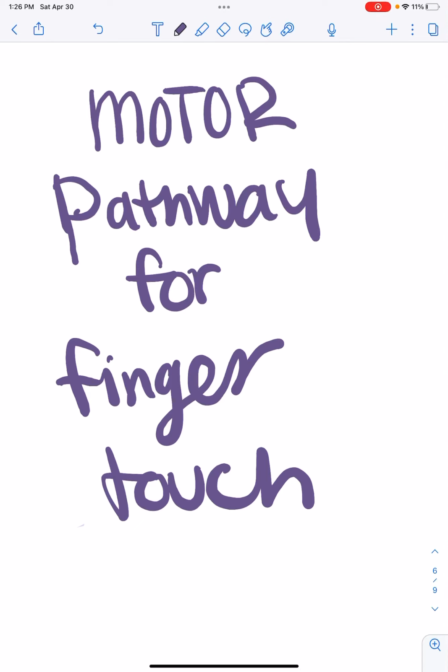I will be doing the Neuropathway assignment for 172. I chose to focus on the motor pathway for finger touch. If you could follow my stylus, it will look like this. And let's begin.